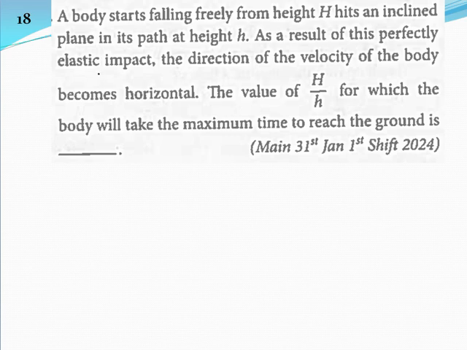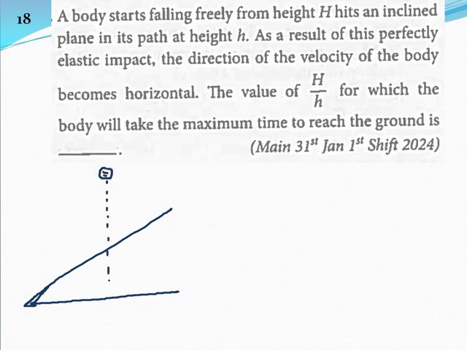Come to question number 18. I'll solve this question a bit faster. A body falling from a height h. From the ground it is at height H, and after traveling down a height h, it has an elastic collision with an inclined plane, and the particle goes horizontally. We have to calculate the value of h by H for which the body takes the maximum time to reach the ground.